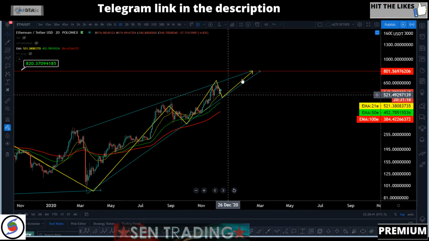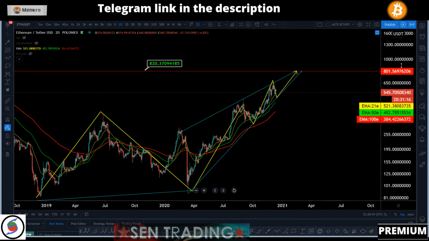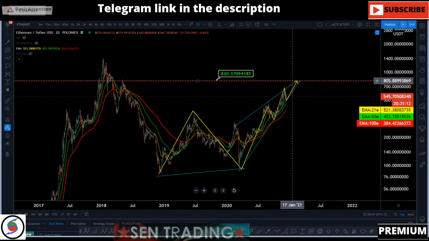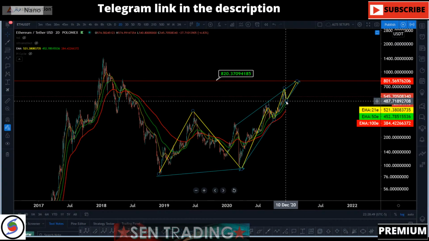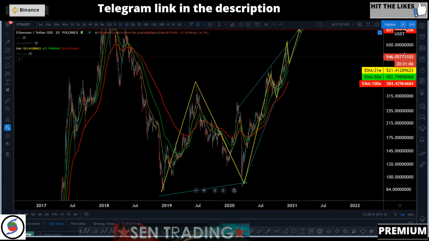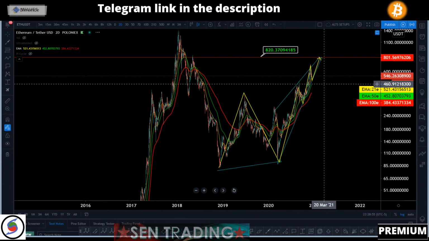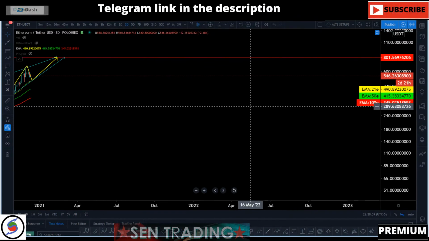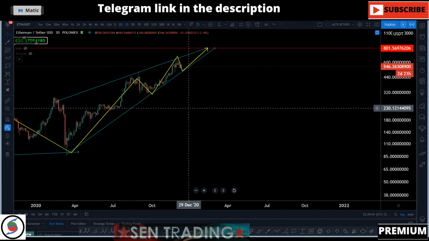We're going to talk about XRP. So let's just keep that in mind. We could follow this wedge pattern. Just stay with it, buy the dip at the trend line until we basically break the wedge pattern. Let's take a look at it on the higher time frame.